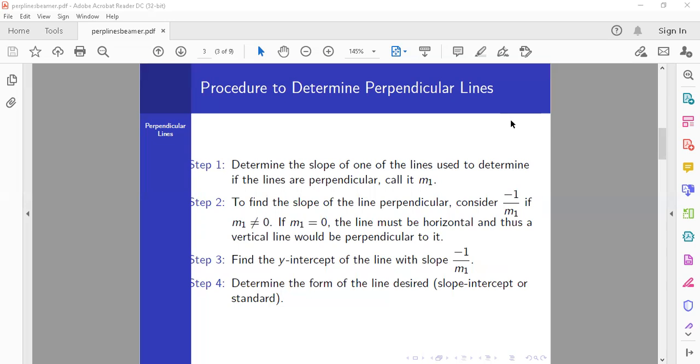The third step is to find the y-intercept of the line with the slope -1 over M1. And the fourth step is to determine the form of the line desired, whether it be slope-intercept or standard form.